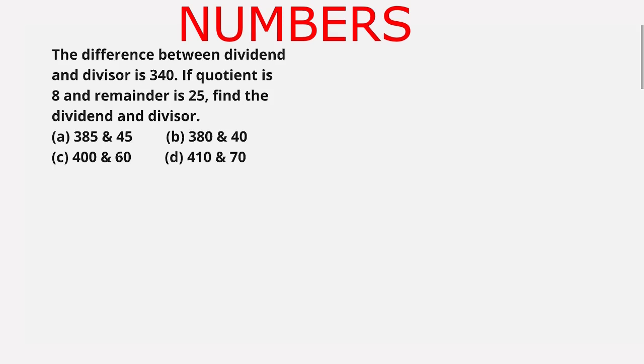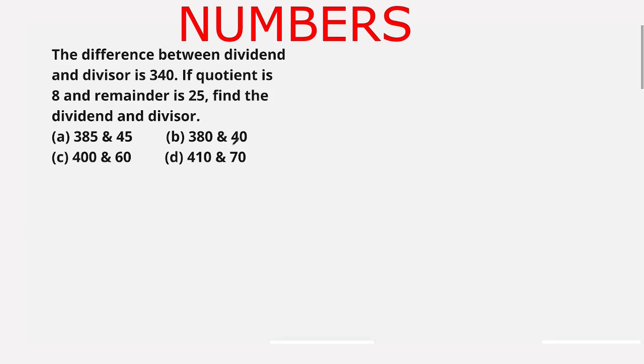We start from option D. If we multiply the divisor 70 by 8, 8 times 70 is 560, and 560 is much more than 410. So option D is not possible. We go to option C. When we multiply 60 by 8, 8 times 60 is 480, which is more than 400. That is also not possible.